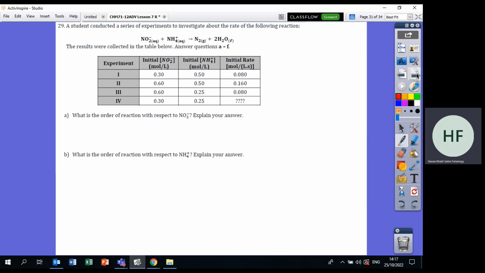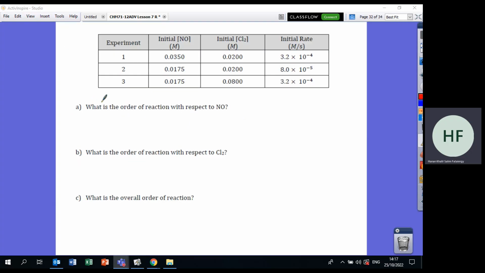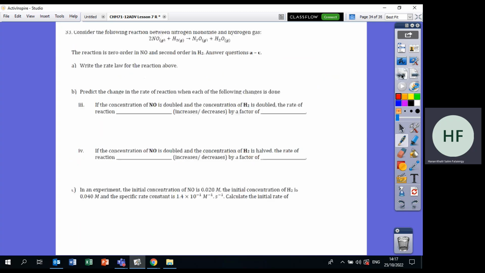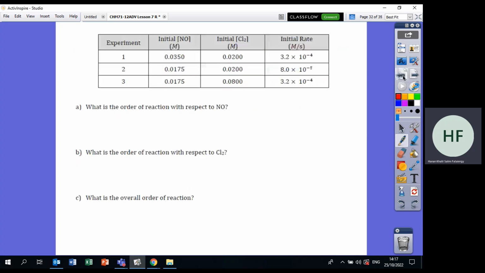Okay, now this is the last question. I want you to solve this question. What is the order of the question? No, not this one. Let's do.